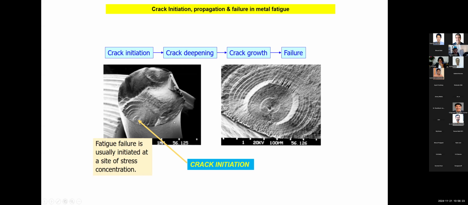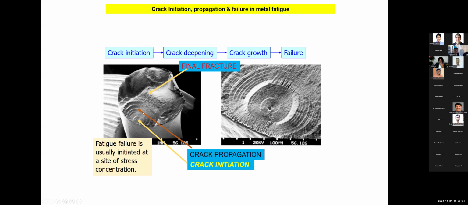And then if you magnify it further, you find these circles here, which are typically called striations. In metallurgy and in metal fatigue, these are called striations, which means they represent the growth of the crack. So the crack is initiating, then it is growing, and then finally the failure happens. The crack is propagating, and then the final fracture, if you look here, is a catastrophic failure. So there is a difference in this region.